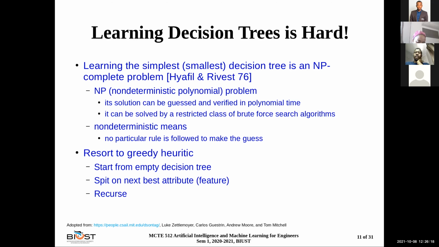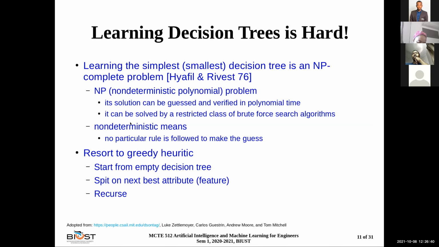Your solution can have no particular rule to follow. So it can be solved. Let me verify this information. That NP complete problem can be solved in polynomial time. A solution can be guessed and verified in polynomial time.